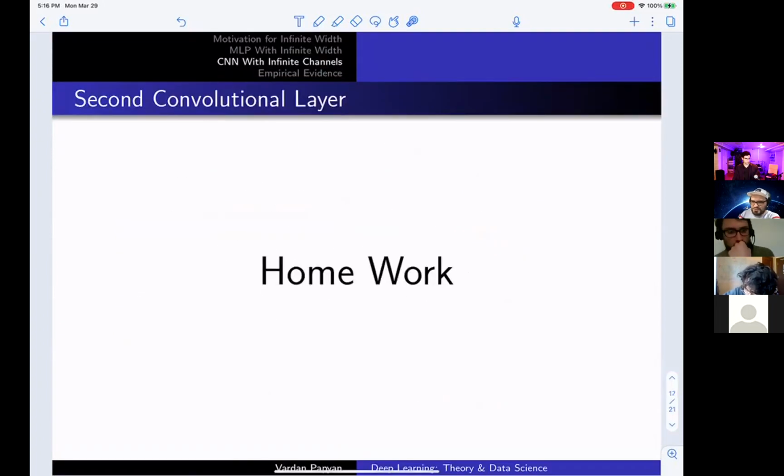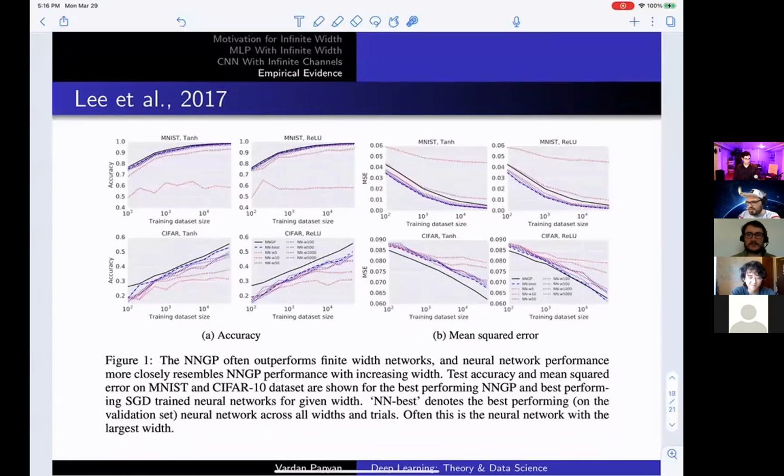The second convolutional layer was supposed to be homework. Unfortunately, these were eliminated from the course. There are no problem sets.